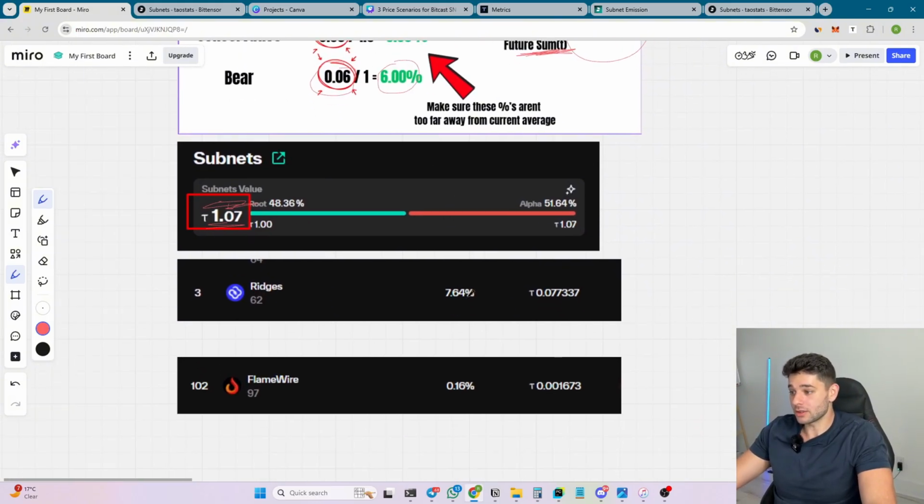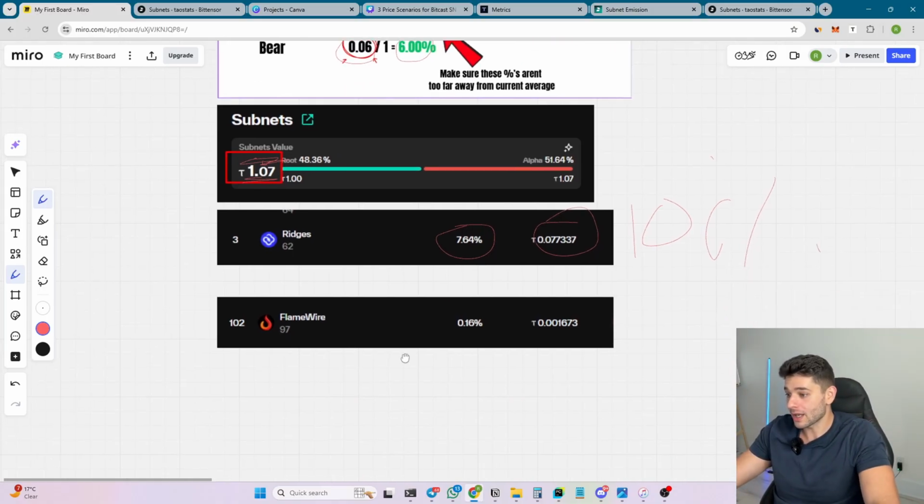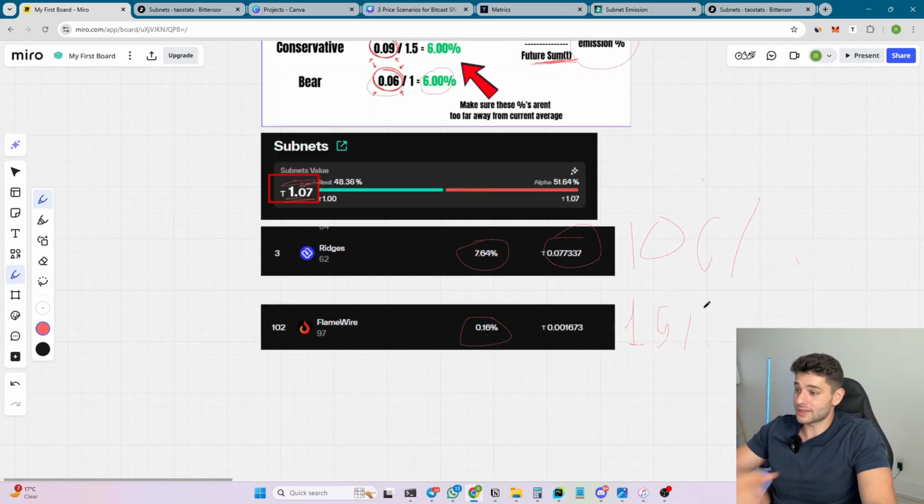And if we can see Ridges right now at 7.64%, do you actually think Ridges can capture 40% emissions? Because if Ridges goes to 20% emissions, that's only a 3x from here at one sum of subnets. So do your mathematics. Your risk if you invest in Ridges right now is 100%, but your upside is like a 3x. Compare it with FlameWire that is at 0.16%. If FlameWire goes to 1.5% emissions as a market share, it's almost a 10x. So you see the risk rewards aren't the same between a new hyped-up subnet like Ridges and something unknown that crypto Twitter isn't even mentioning, like FlameWire.